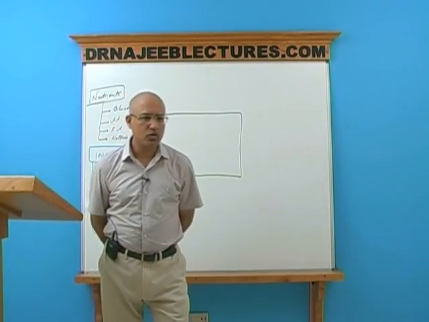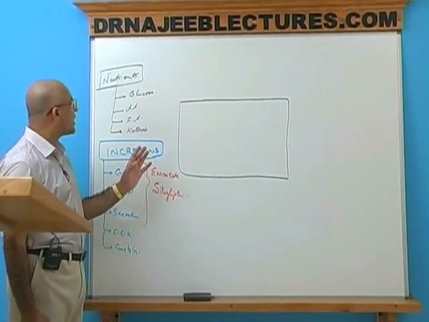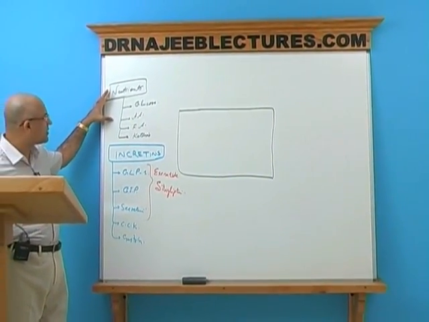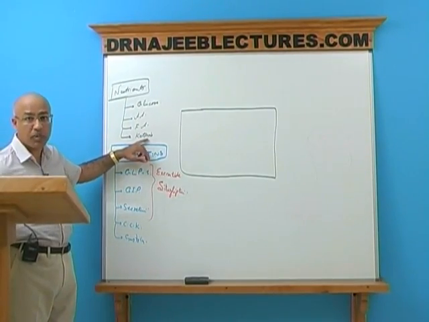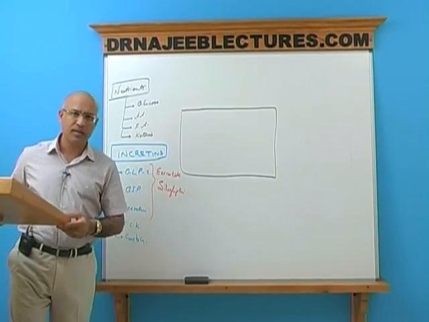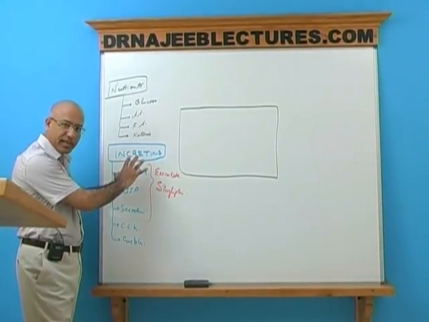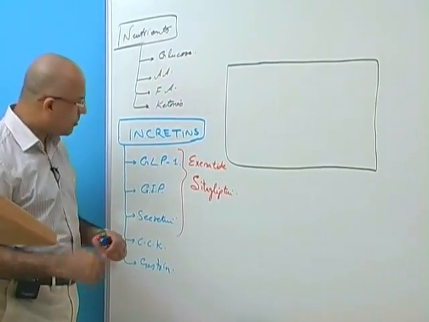Right. So we were talking about regulation of insulin secretion by the beta cell. We have already talked about the nutrients: glucose, amino acids, fatty acids, even rising levels of ketones in the blood, all of them increase the secretion of insulin by the beta cell. Then we talked about the role of incretins. They also increase the release of insulin from the beta cell.